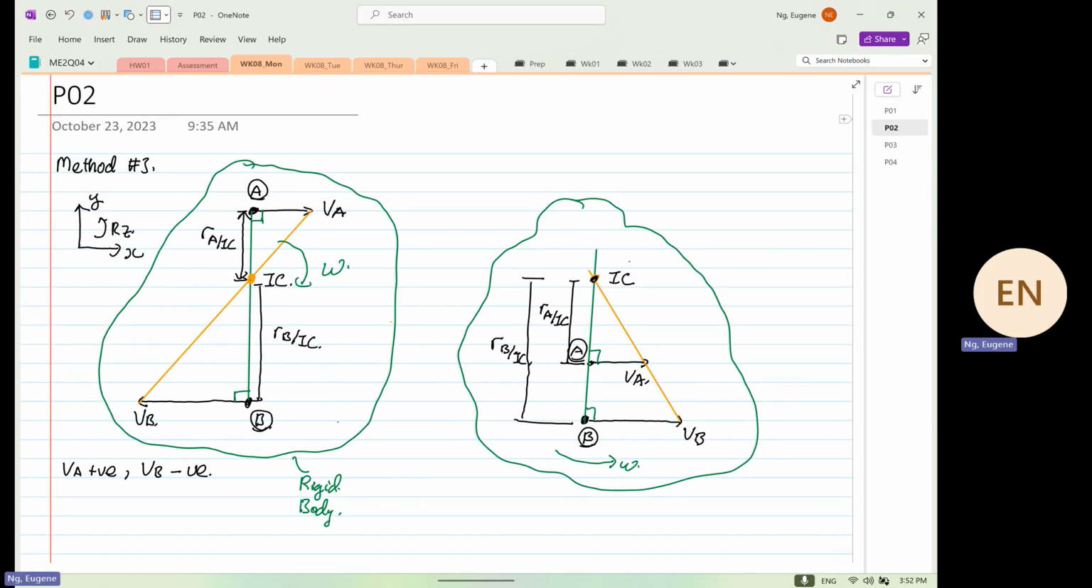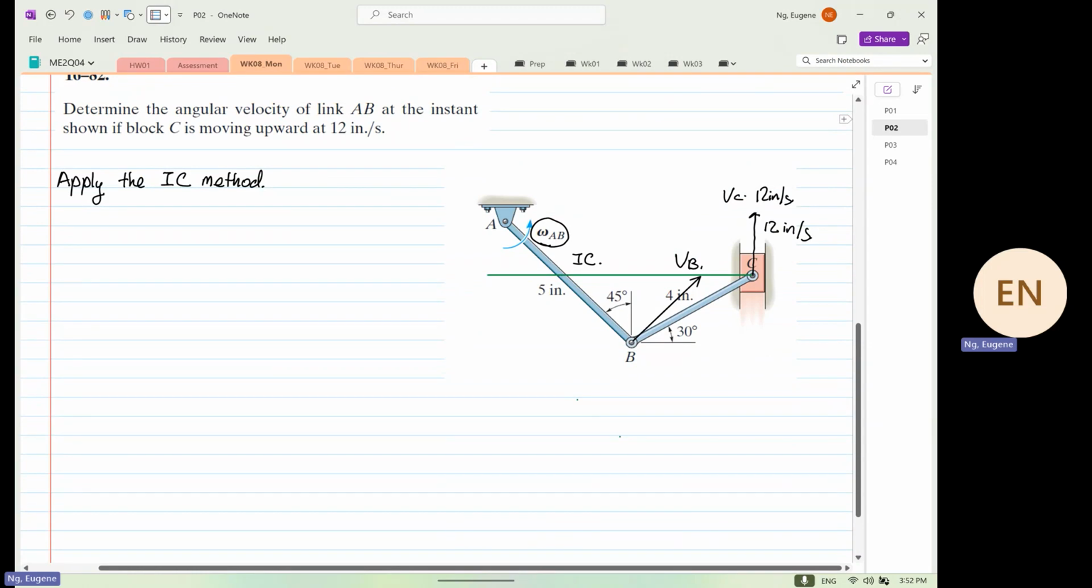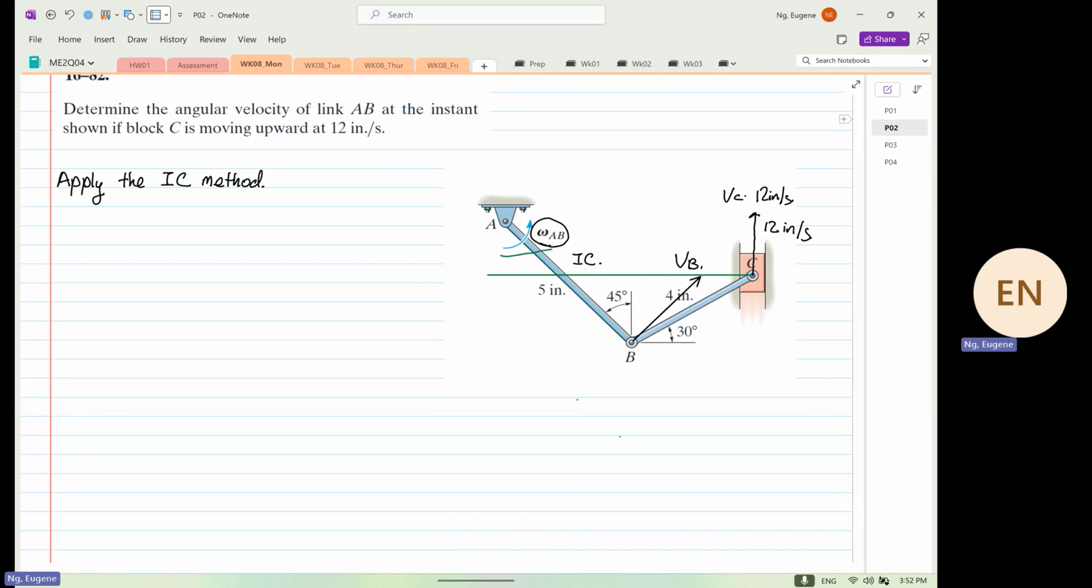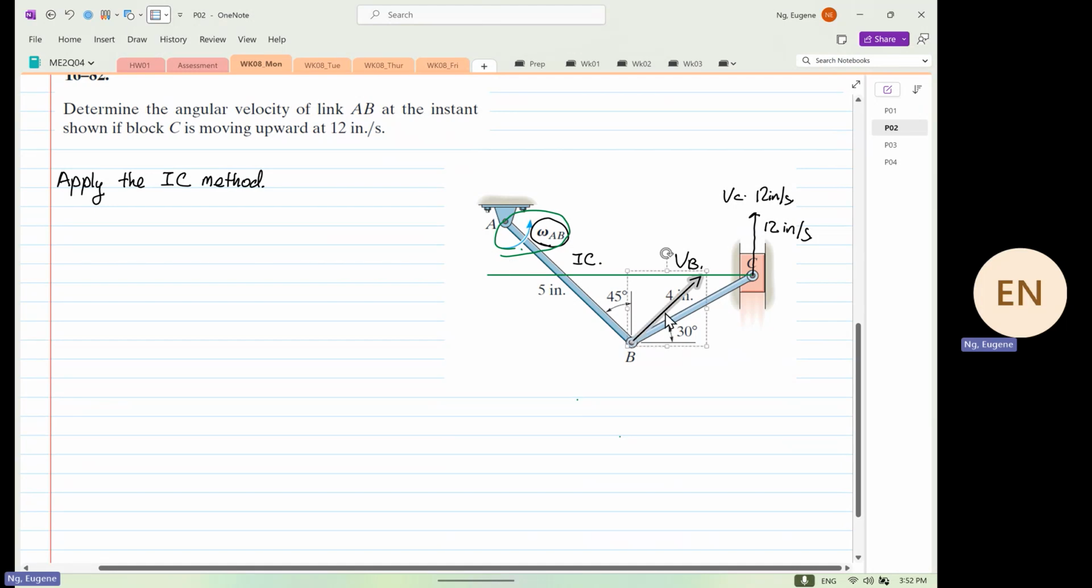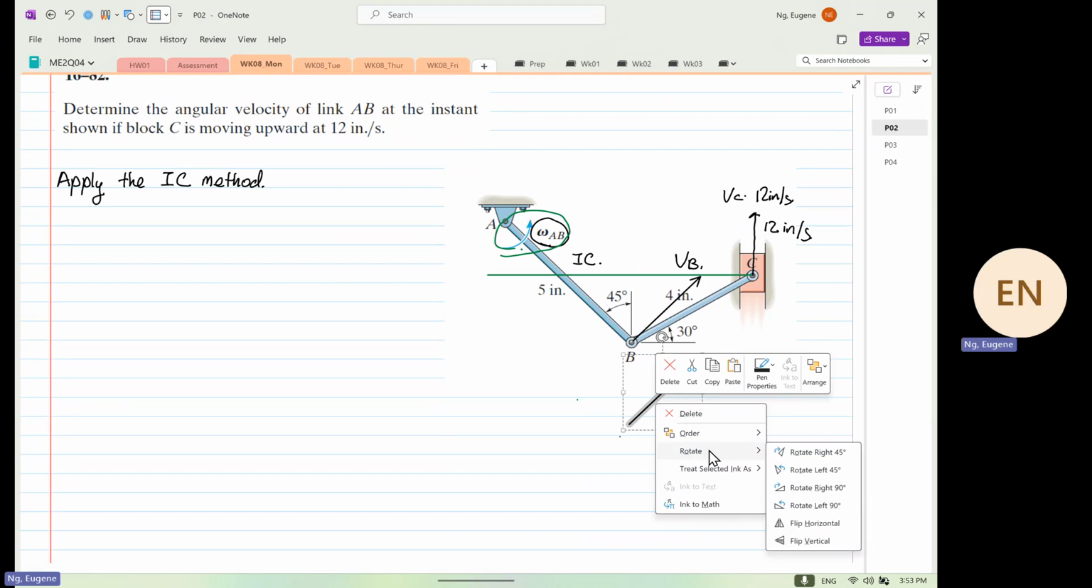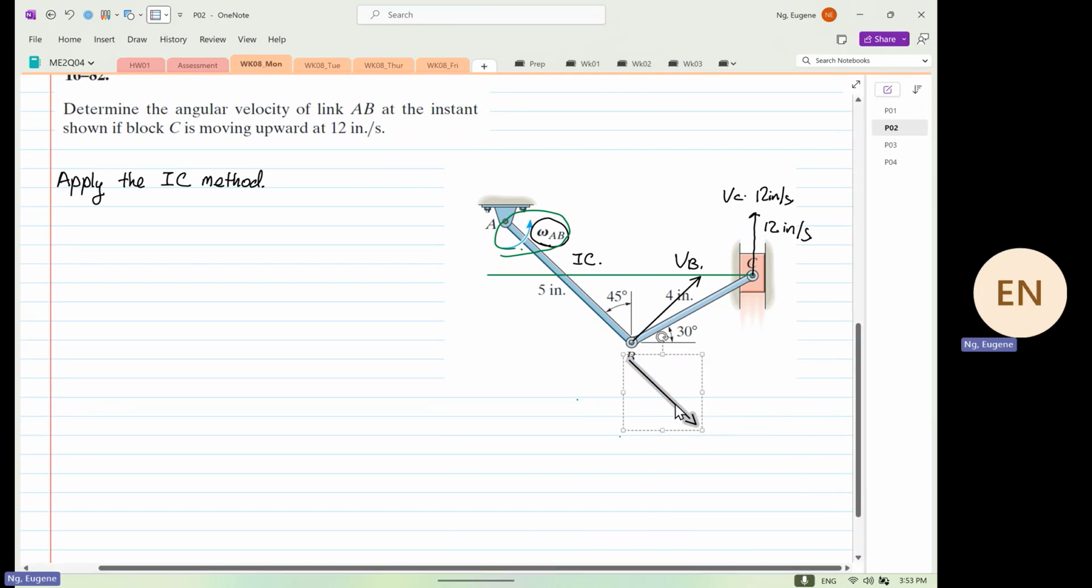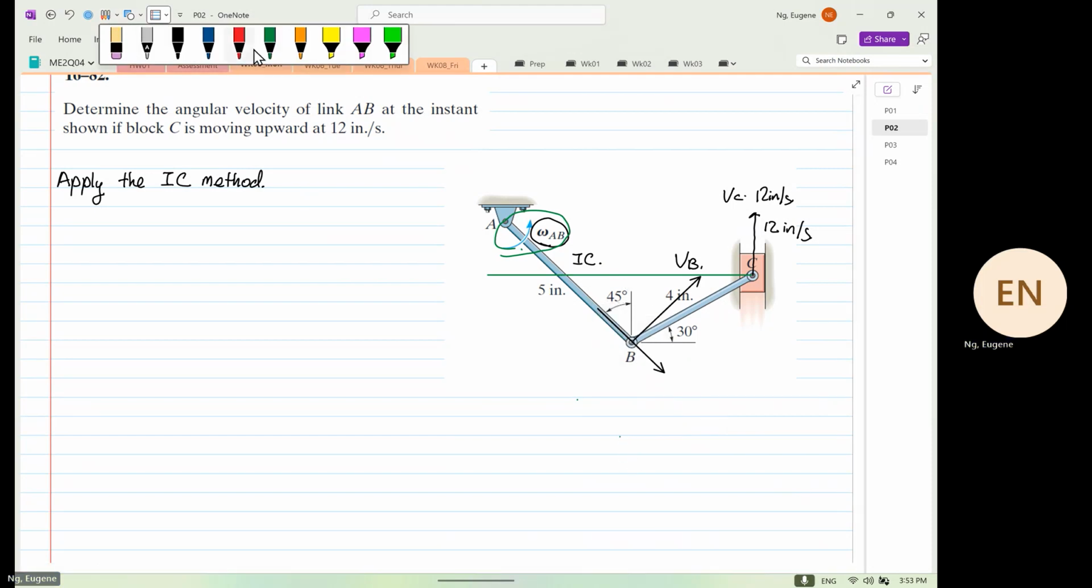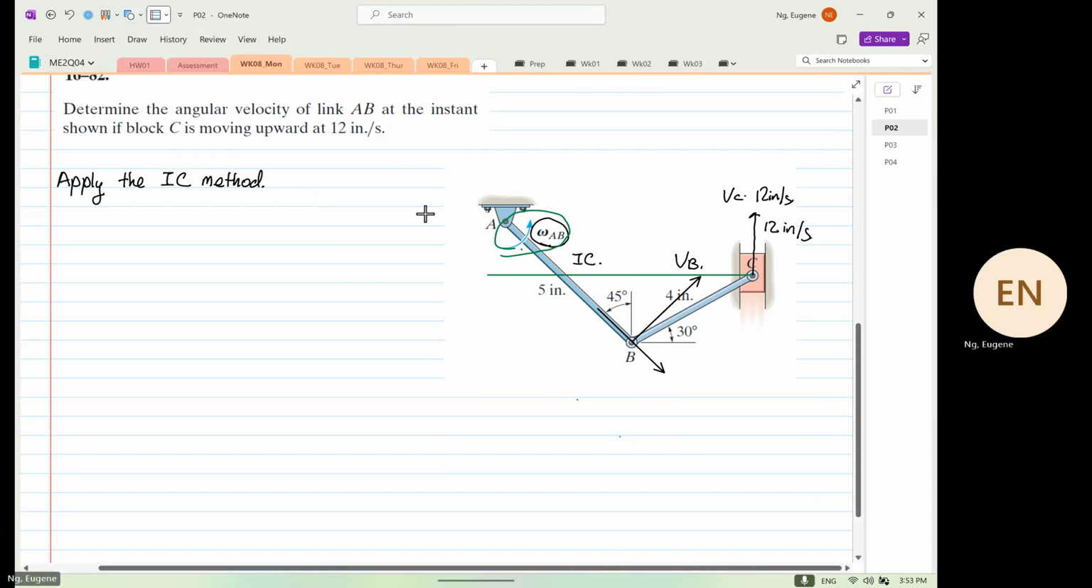Then the next one is we look at VB, and we know VB is in that orientation because omega AB is going in the anticlockwise direction. So from here, we draw another 90 degrees line. To draw a 90 degrees line, I do Ctrl+C, Ctrl+V. For you, no need for Ctrl+C, Ctrl+V; you can just use your protractor. So now I need to draw another green line, from here to here.